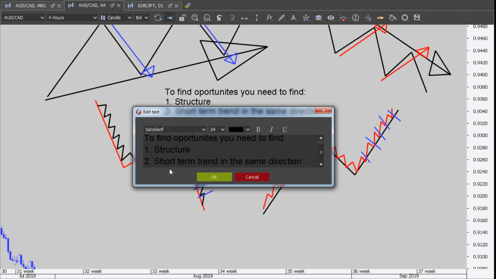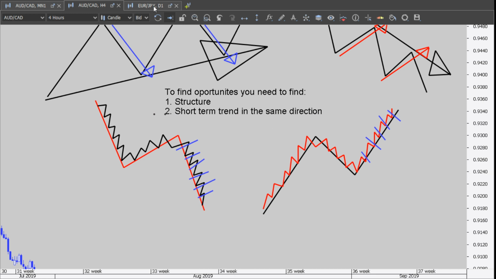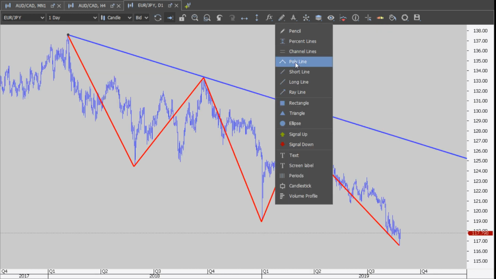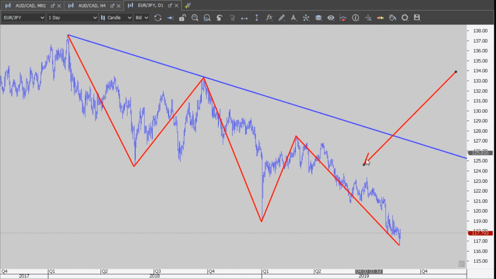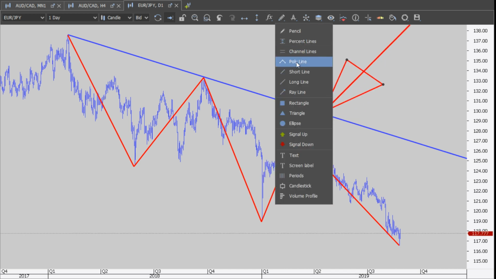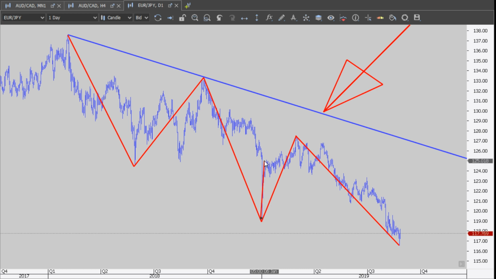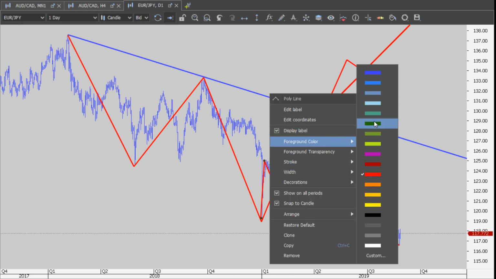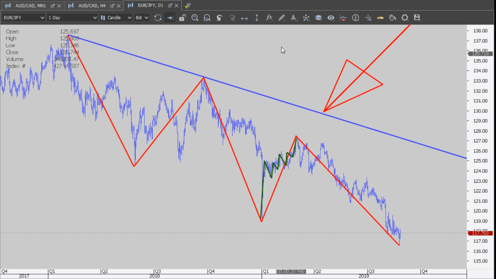Number 2 is the short-term trend in the same direction. So the red is structure, and in here, the market was making higher highs, higher lows, higher highs, higher lows. And Joshua, I'm going to explain to you just in a minute or two. So the market is making higher highs, higher lows, higher highs, higher lows until here, right? And we are going to color code this in green.